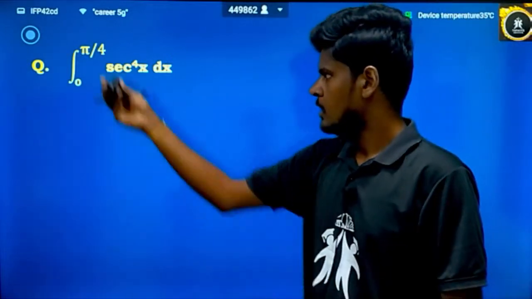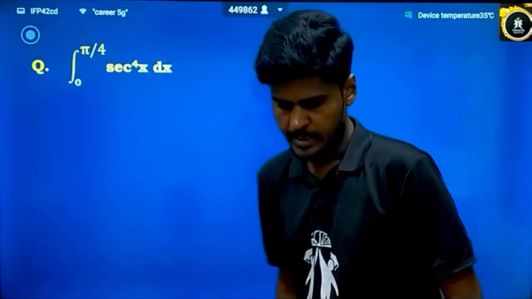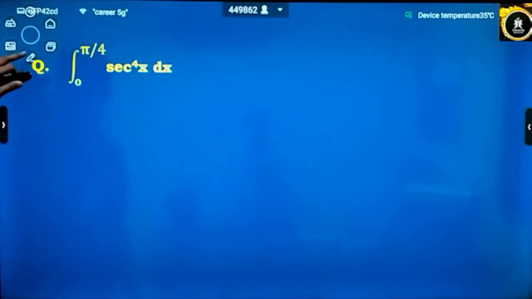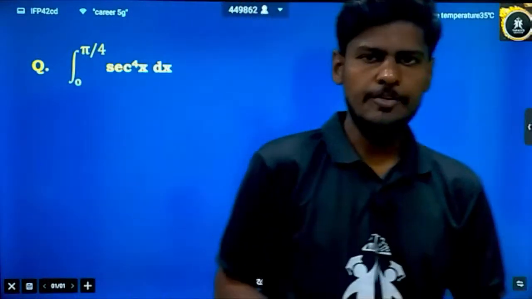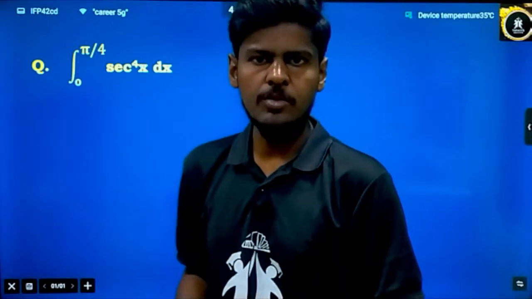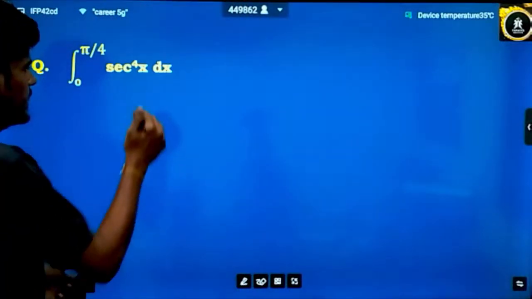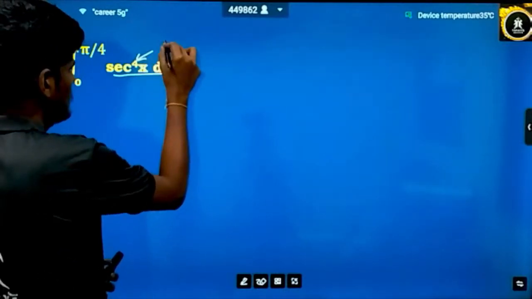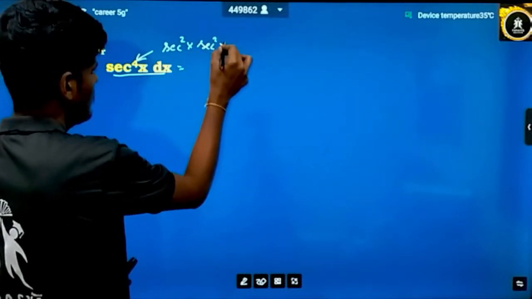Next question is the integral between 0 to pi by 4 of secant power 4 x dx. Now how to evaluate, sir? Secant power 4, we don't know a direct formula for this. So what we are going to do is try to split this into tan and secant if possible. We will write secant power 4 x as secant square x into secant square x.